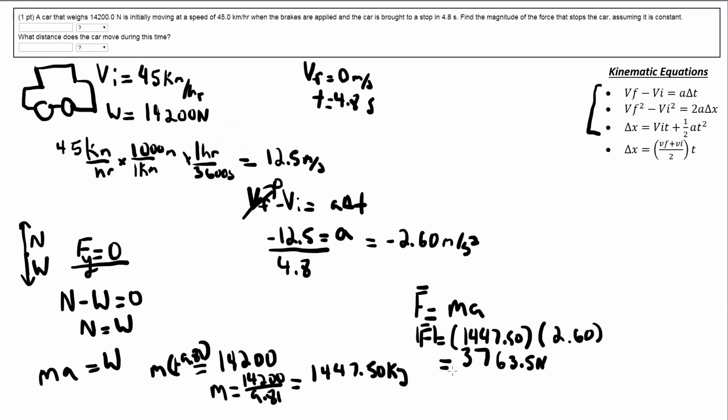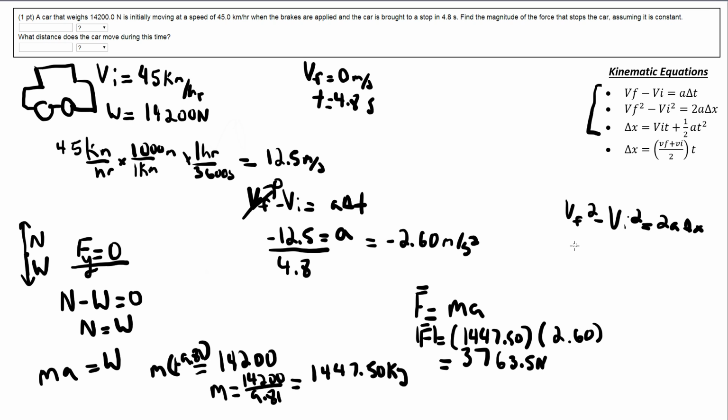Okay. So the second part of the question asks, what distance does the car move during this time? Well, it's actually really simple. We can just look at one of the kinematic formulas, and the one in particular that I'm going to be looking at is Vf squared minus Vi squared is equal to 2a delta x. The reason I chose this is because we know that our final velocity is 0. So let's just write out the formula. Minus Vi squared is equal to 2a delta x.